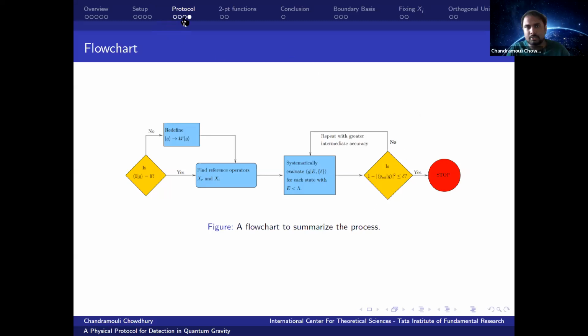Okay. Are there any more questions on the protocol? Yes, sir. Chandra, can I ask a question? Of course. Yeah, Loga, please.